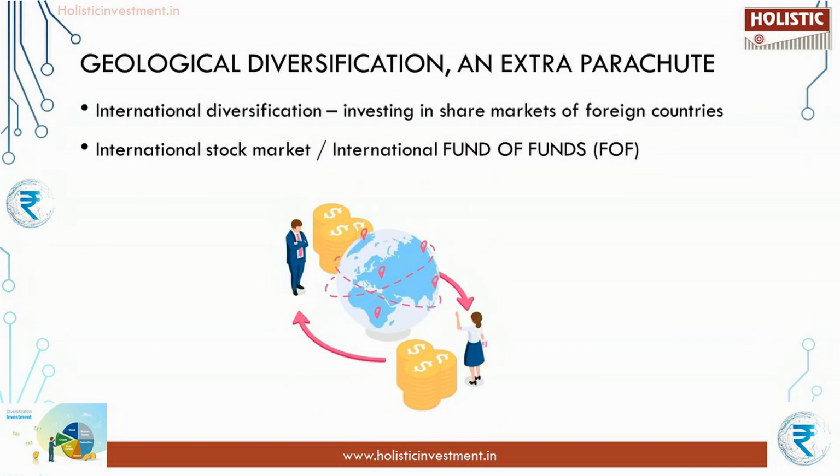Geographical diversification, an extra parachute. Diversification is done to minimize the risk factor to the best possible level. But what happens in case of a tragic fall in the economy and the whole country's stock market crashes? You may suffer the loss along with the rest of the stockholders in the country. But there is always a way out.